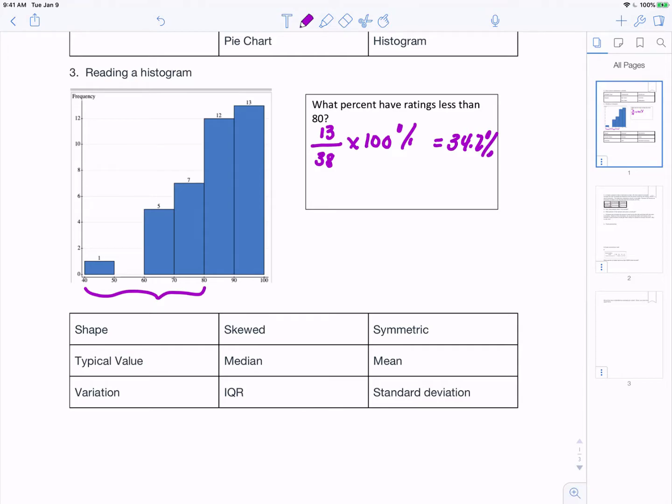Now this next problem, and then after that, you were asked other questions about what you would use to describe your histogram. So just remember, it's based on the shape. Some of you had skewed histograms, so you should be talking about the median and IQR. And some of you had symmetric histograms. You should be writing about the mean and the standard deviation.